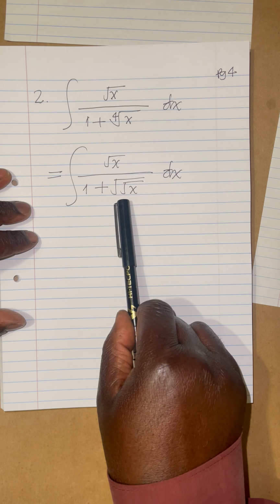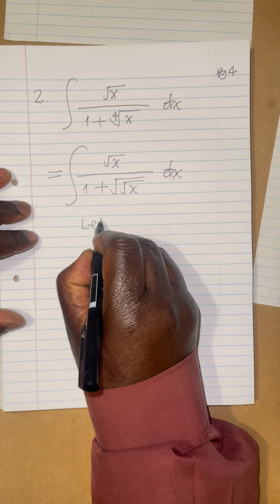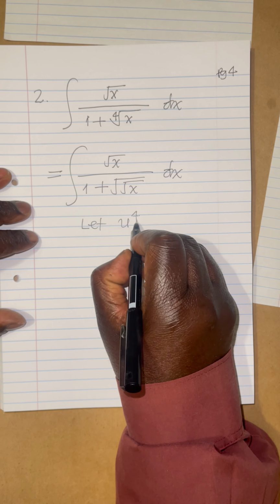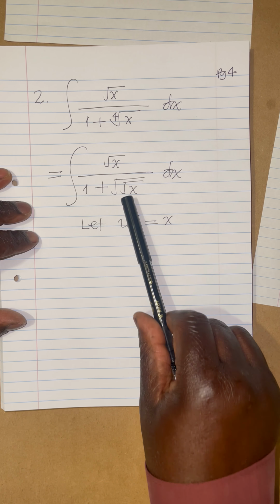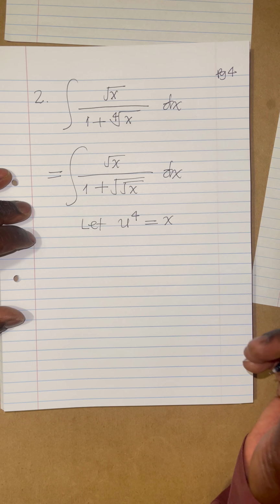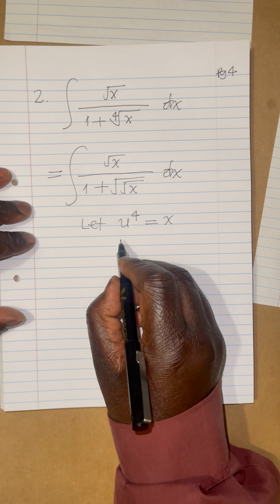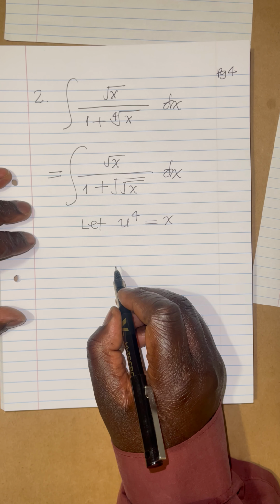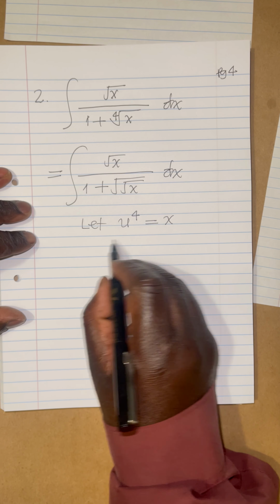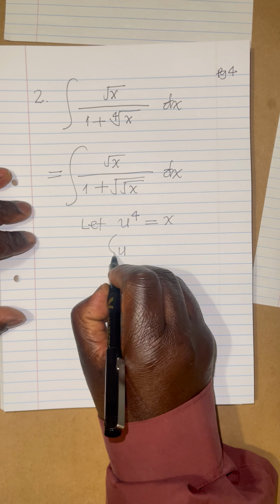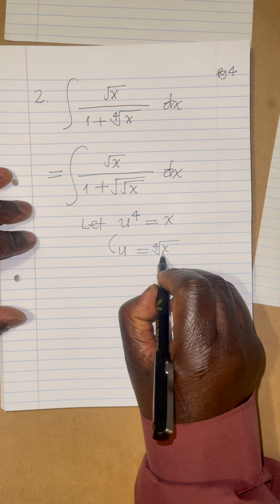Looking at the square root there allows us to say, okay, let u to the power 4 be equal to x. Why power 4? Because we're taking square root twice. That's the meaning of 4th root. And so from here we can obtain 3 equations. The first one is to determine the value of u in terms of x, and we're going to take the positive 4th root on both sides. So it will be u is equal to 4th root of x.